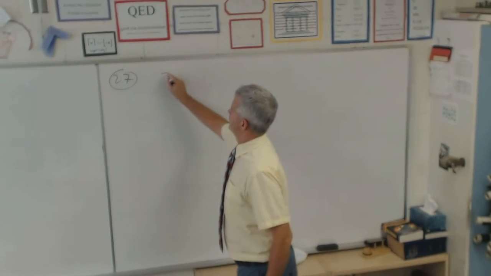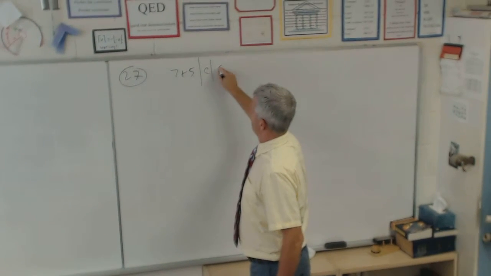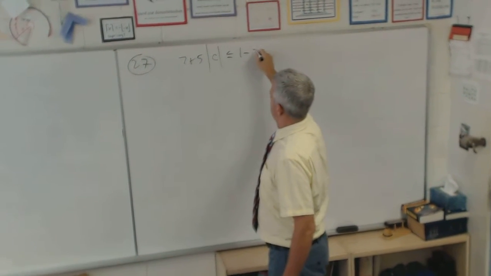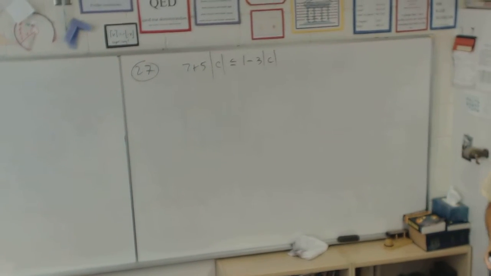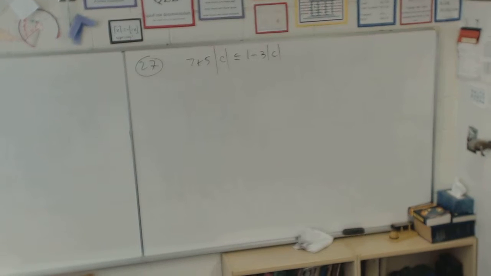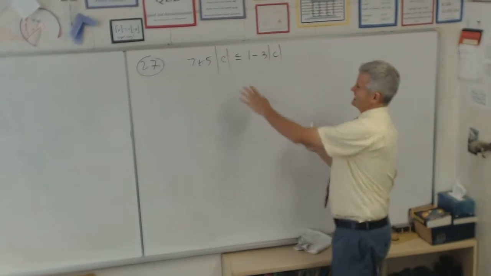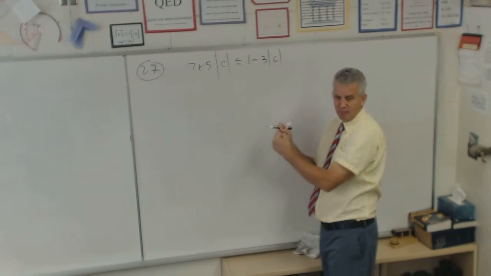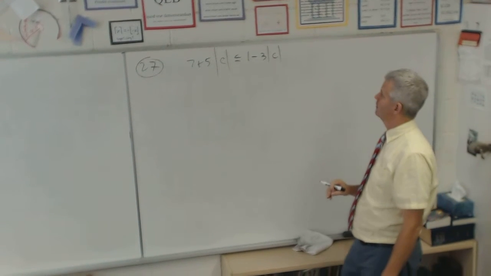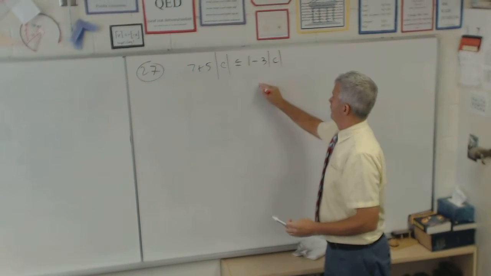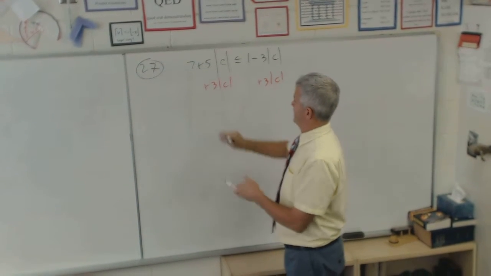7 plus 5 times the absolute value of C is less than or equal to 1 minus 3 times the absolute value of C. Now this is interesting. We have never had this before, where you have the absolute value on both sides. These problems can be brutally difficult, except in this case, it's the same thing. They're like terms, so we can combine them. So a suggestion, Ava? You add 3 times the absolute value of C to both sides. That's an excellent idea. It's going to make this thing become easy.